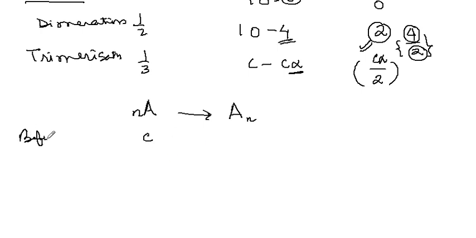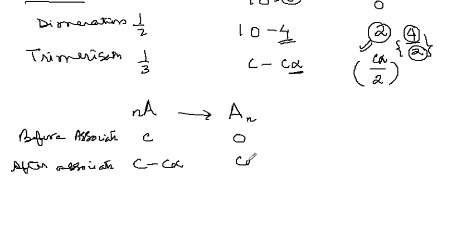This is before association, the solute is C and the product is 0, and this is after association. What we can have is, this would be C minus C alpha, this is C alpha. Since they are associating by n times, it will reduce by how many times? By n times as well. Their concentration would decrease by n times.